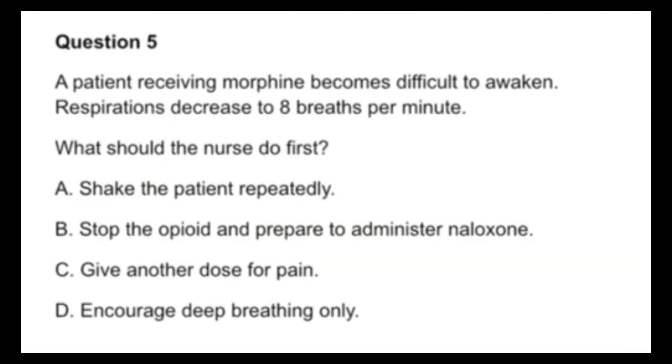Question 5. A patient receiving morphine becomes difficult to awaken. Respirations decrease to 8 breaths per minute. What should the nurse do first? A. Shake the patient repeatedly. B. Stop the opioid and prepare to administer naloxone. C. Give another dose for pain. D. Encourage deep breathing only.